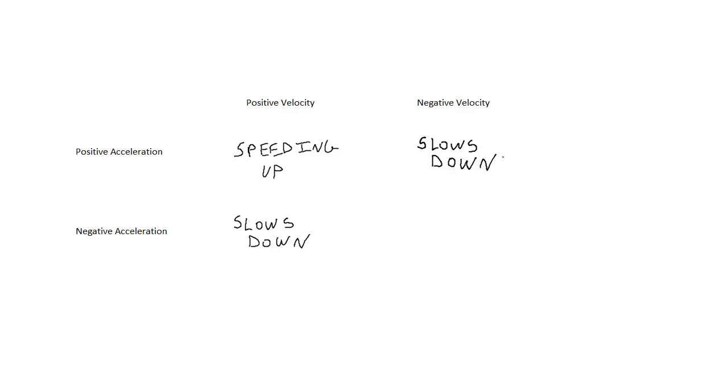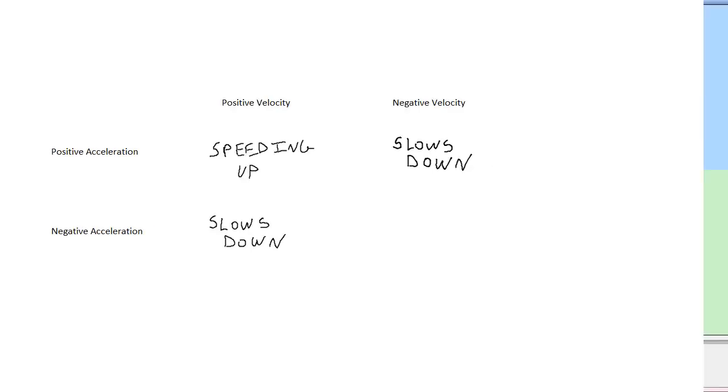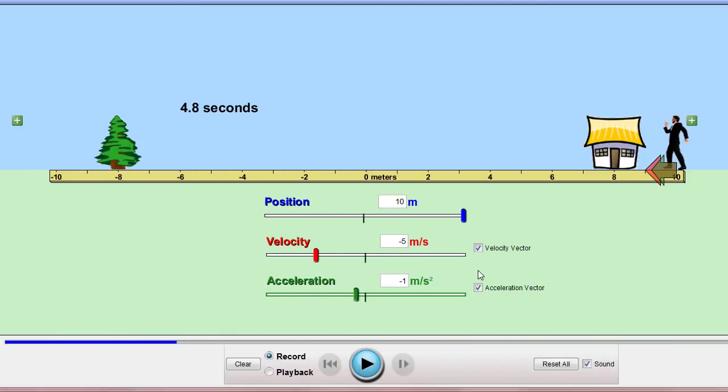All right, so we've got one final combination to look at. What happens to the motion of an object when you have a negative velocity and negative acceleration? So we're going to take a look at that next. I now have the man move back to the location over here by the house. I've given him a -5 meter per second velocity, so the red arrow points to the left. And I have a -1 meter per second squared acceleration. So now we're going to see what happens to the motion of the man in this scenario. Go ahead and watch.